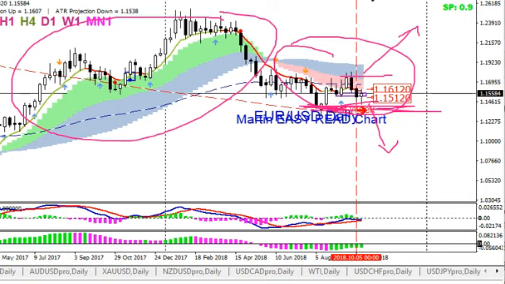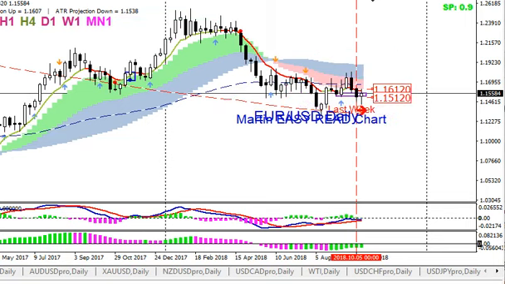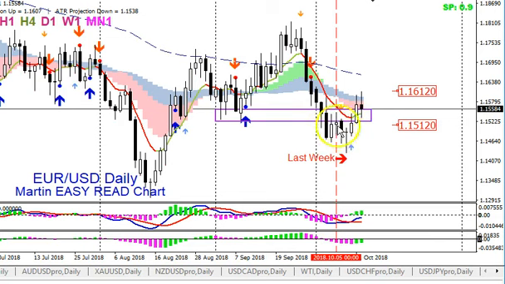Okay, so I'm going to switch again to the daily, and let's take a quick look here. Okay, there's my daily. So this is the key level right here. You can see I've got a support zone drawn in with the rectangle. If you're looking for sell opportunities, look for sells below this level right here, 115.12. For buys, look for buys above 116.12.